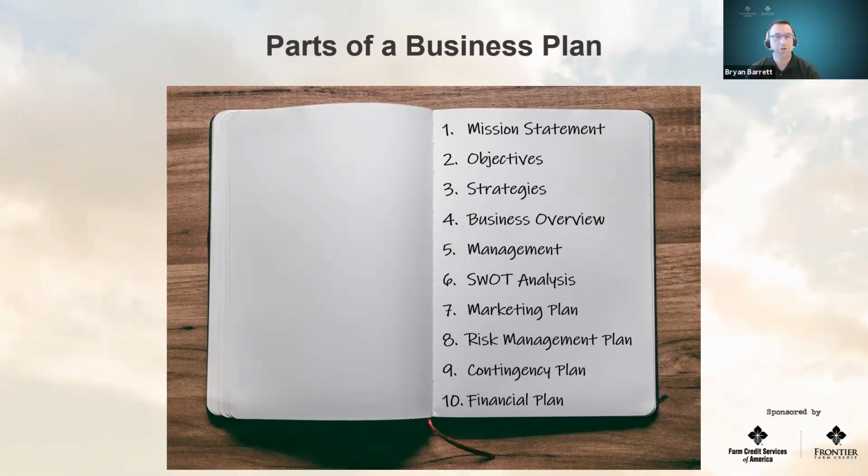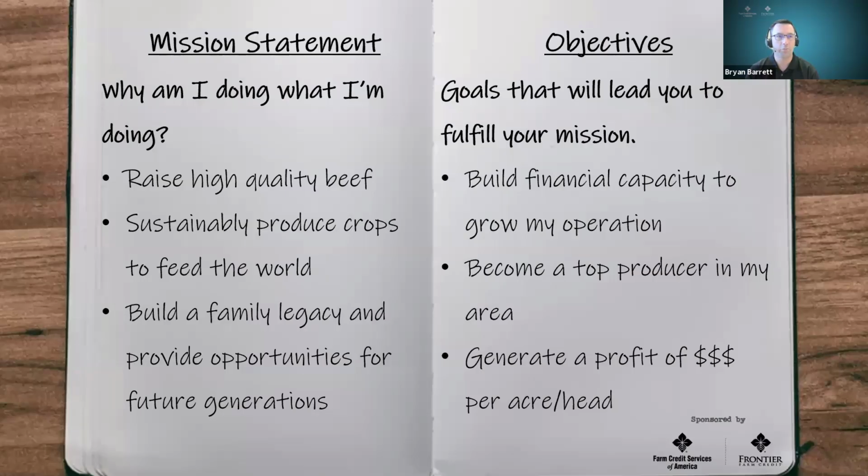So as you can see on your screen, there's really 10 different parts of a business plan. And I don't say that to make it sound overwhelming, but I just wanted to clarify all of those, and we'll start going through those and talk about them a little bit from here.